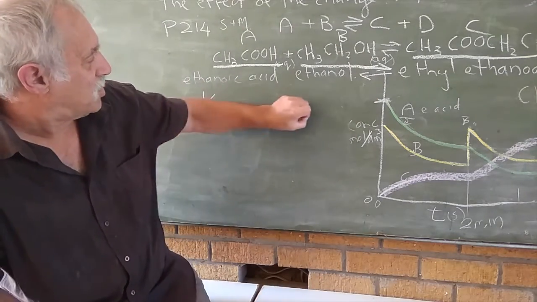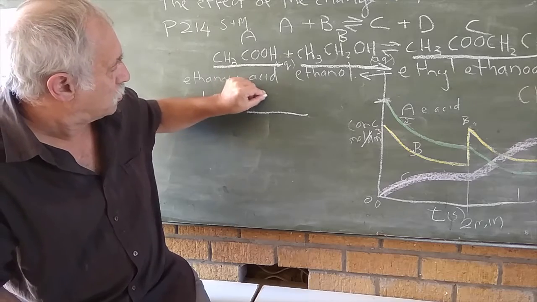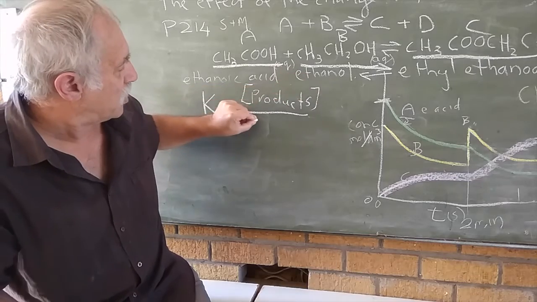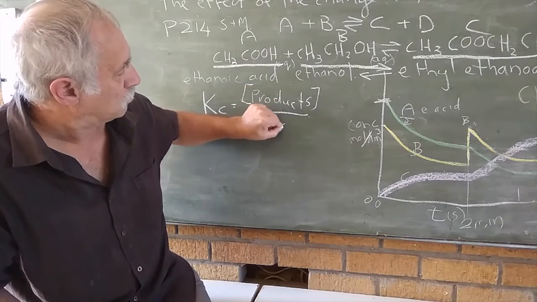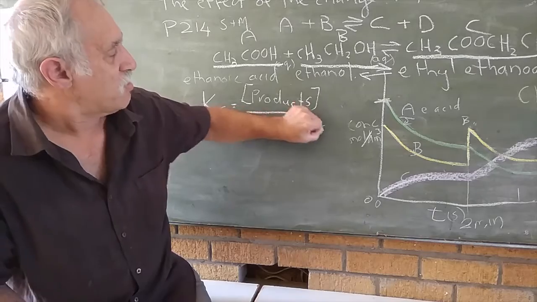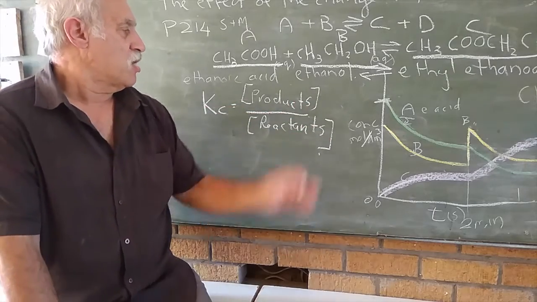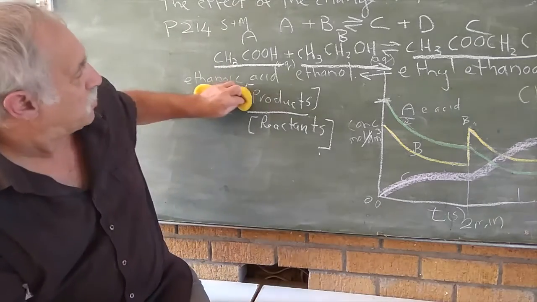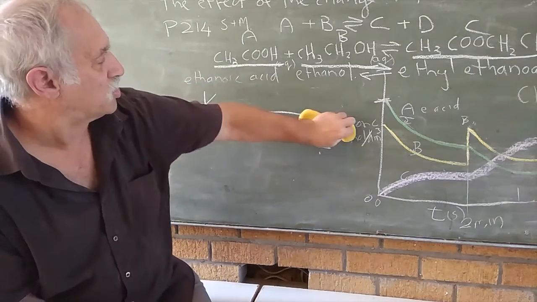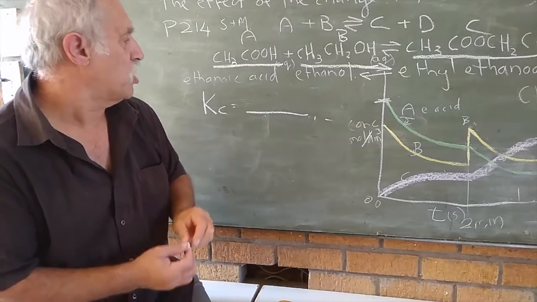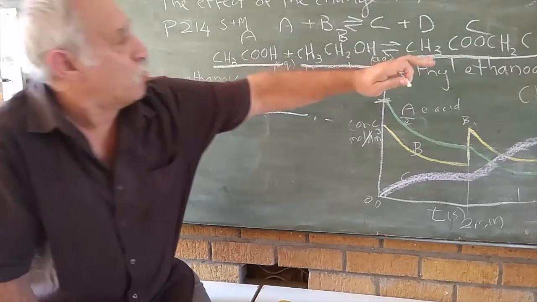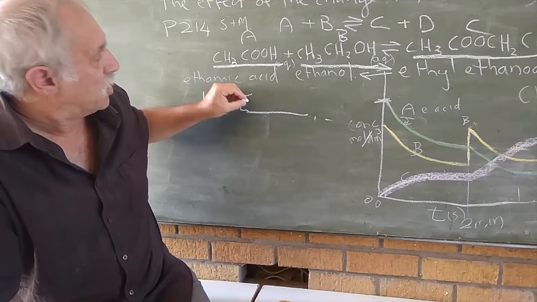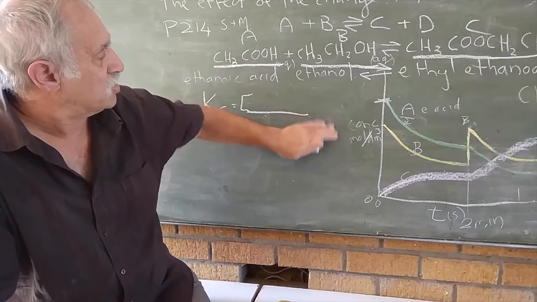Okay, Kc is going to be equal to products over reactants. Don't write this in the exam, folks, but that's what in your mind you know is happening: the concentration of the products in moles per decimeter cube over the reactants. Okay, what is the product? Ethyl ethanoate. So we're going to put here our ethyl ethanoate.